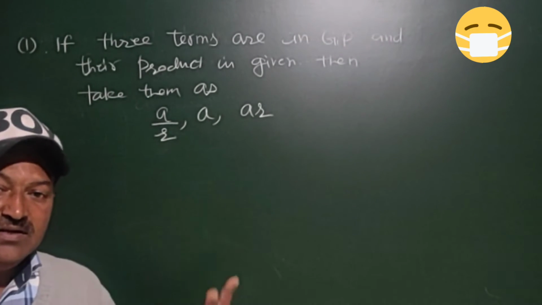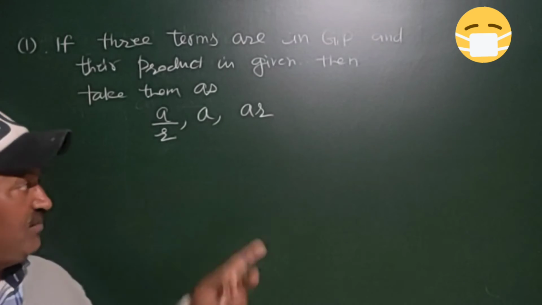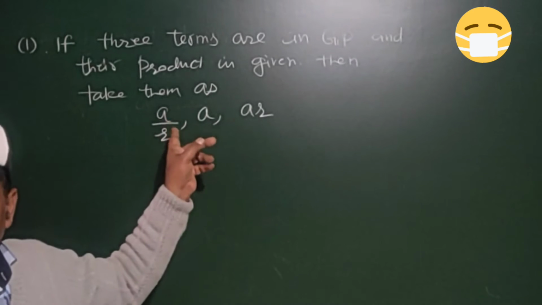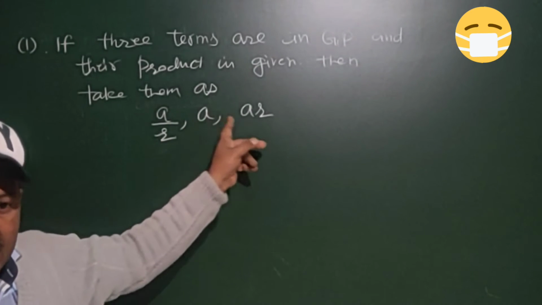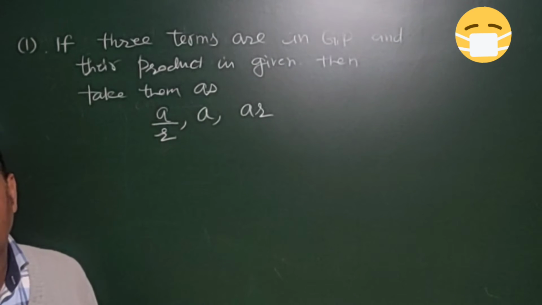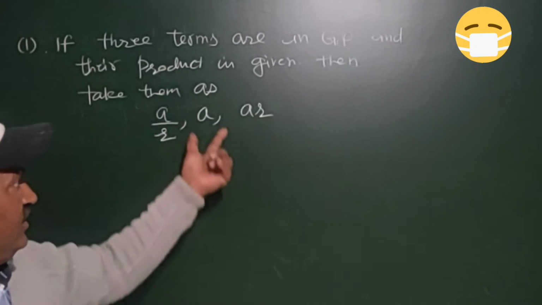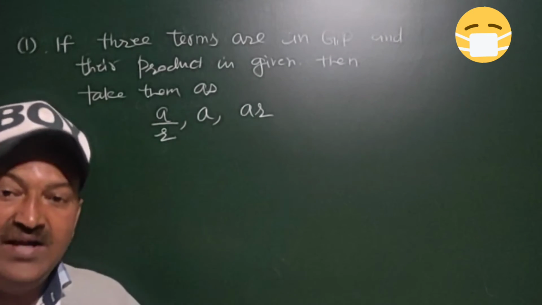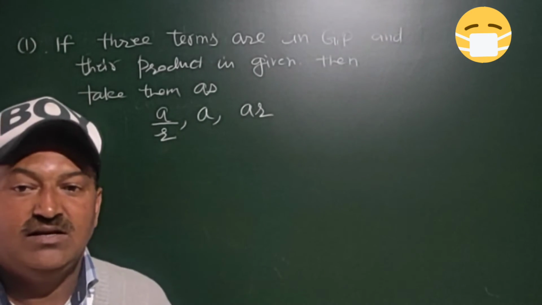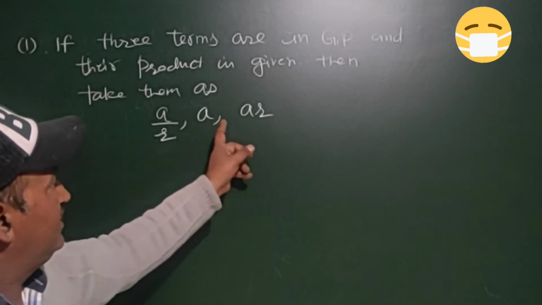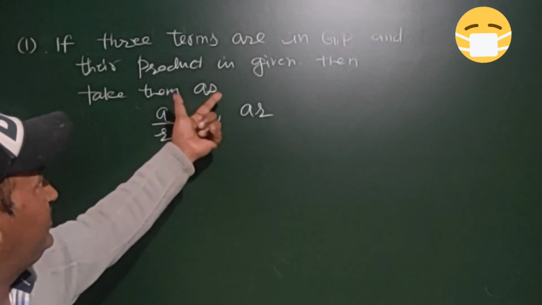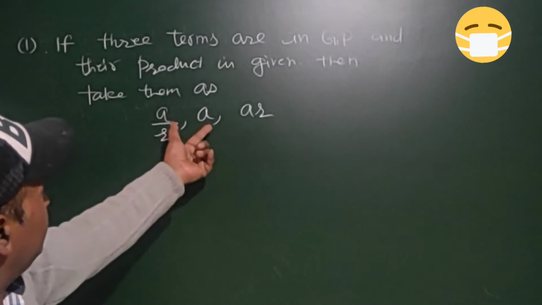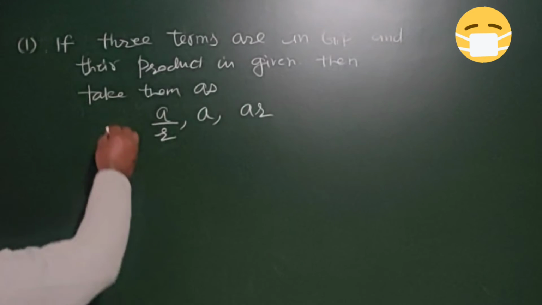यदि तीन टर्म जो जीपी में हों और उनका प्रोडक्ट आपको दिया है तो उन तीन टर्म्स को आपने ये चूज करना है. लेट फर्स्ट टर्म इज A अपॉन R, सेकंड इज A एंड थर्ड टर्म इज A into R. यदि हम इसको मल्टीप्लाई करें, R से R कैंसिल हो जाएगा. यू कैन फाइंड द वैल्यू ऑफ स्मॉल a immediately. So therefore you have to take these three numbers like this, which are in a GP whose product is given to you.